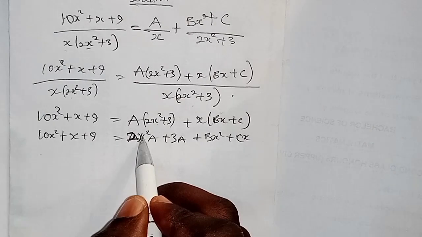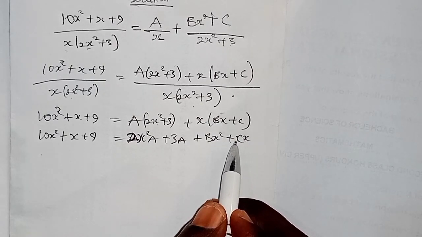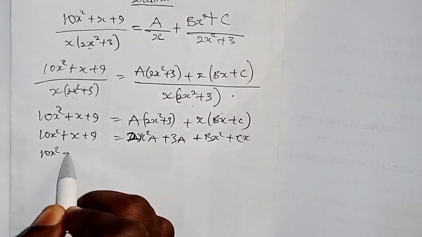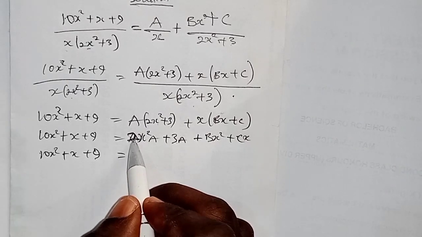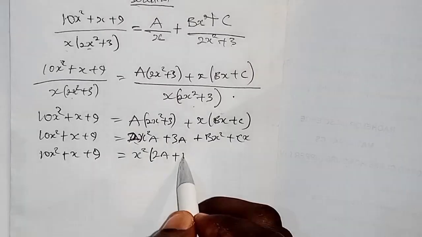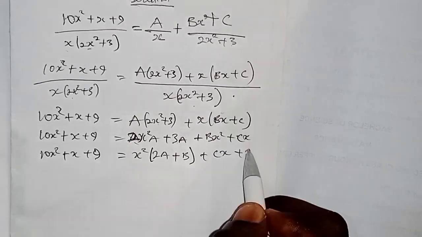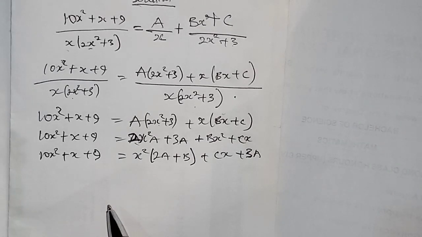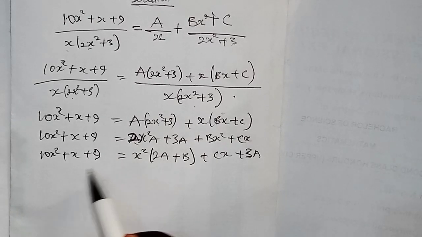Moving on, I will continue by collecting like terms. You can see x squared is here, x squared is here, and I have x here and also the constant, so I'm going to bring them together. So I have 10x squared plus x plus 9 equal to, if I factorize x squared here, 2a plus b, plus I have cx right here, plus 3a, which is the constant.